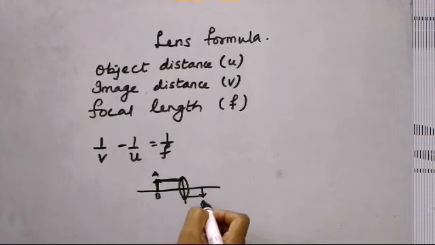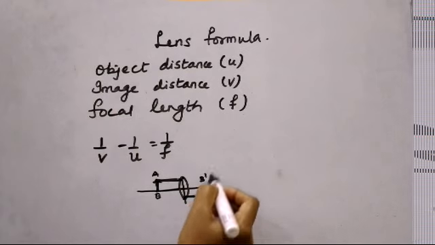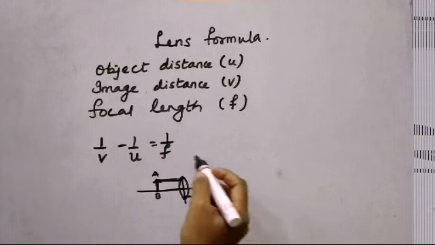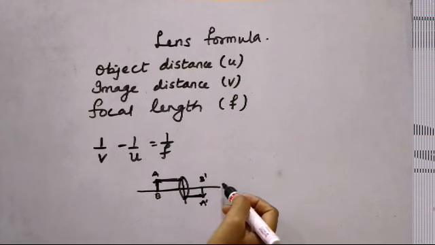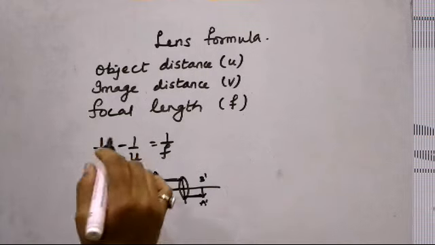Similarly, suppose an image is formed. Suppose I say that A dash B dash is the image. So once again the distance at which the image is formed from the optical center has to be considered. So this is called the image distance, and it is denoted by small v. So image distance is equal to v. And the focal length of the lens. Do you remember what is a focal length? The distance between the optical center and the principal focus is called the focal length, small f.